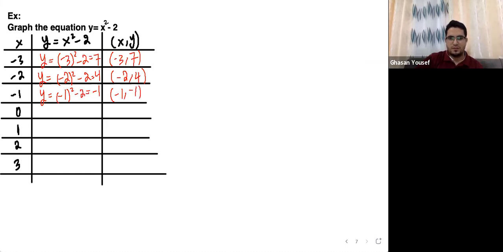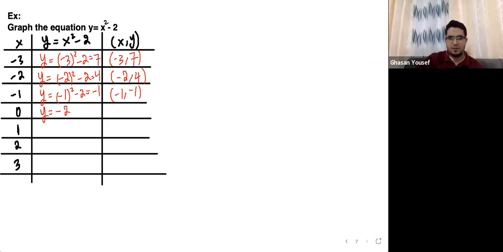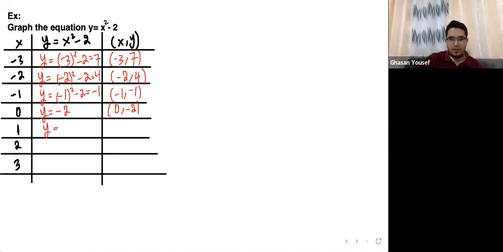For the 0, it's minus 2, because 0 squared is 0, minus 2 is minus 2. So for the 0 it is minus 2. Now for the 1, its square is 1, minus 2, so y equals negative 1. So the point here is 1 and minus 1.